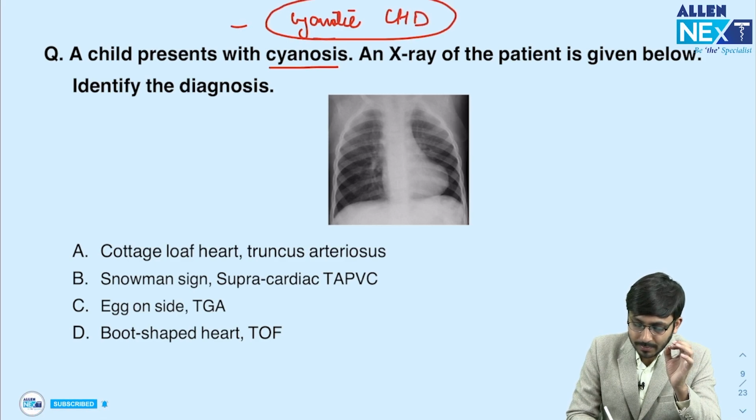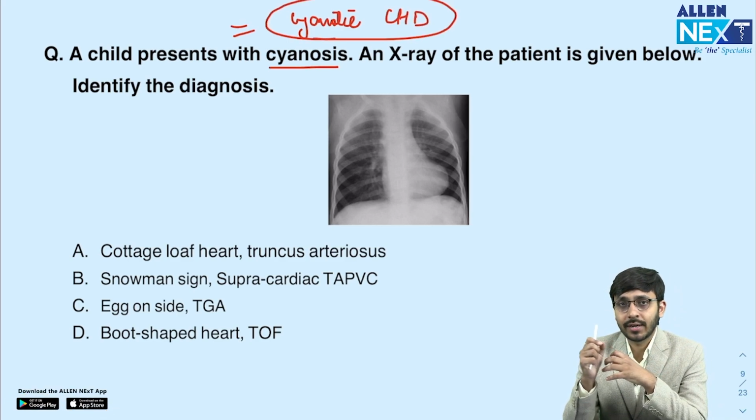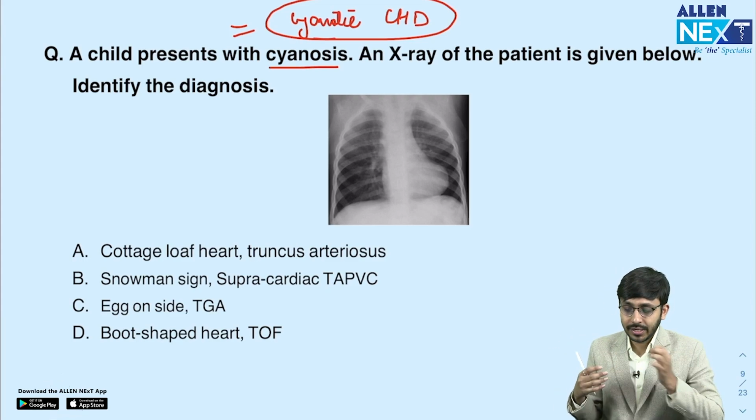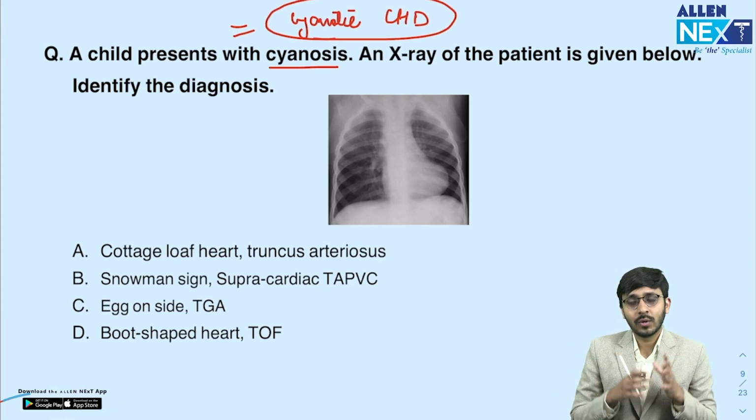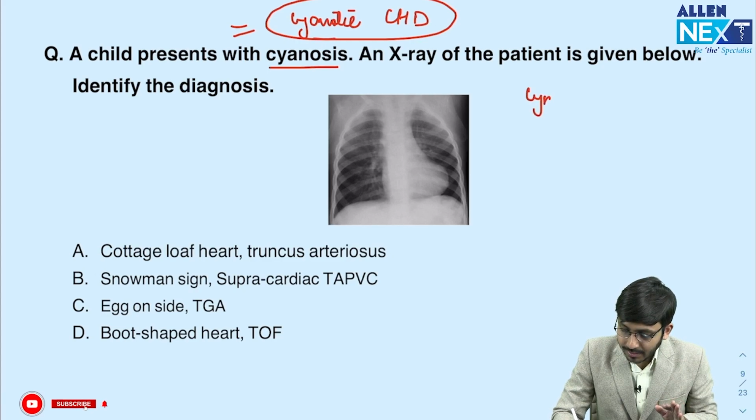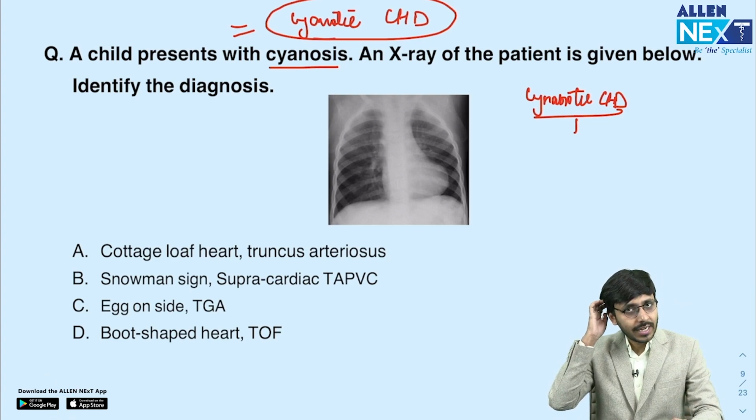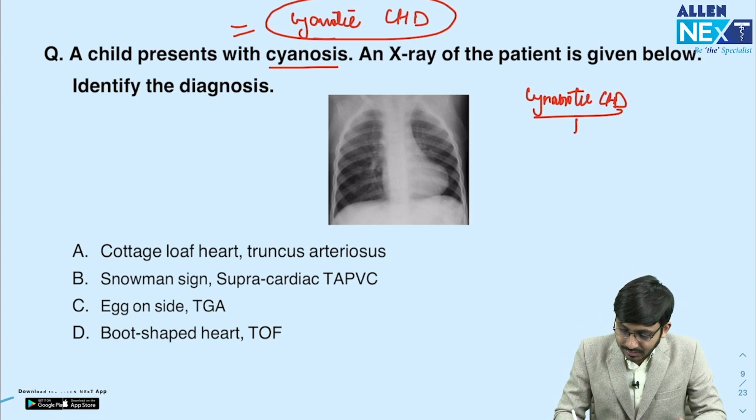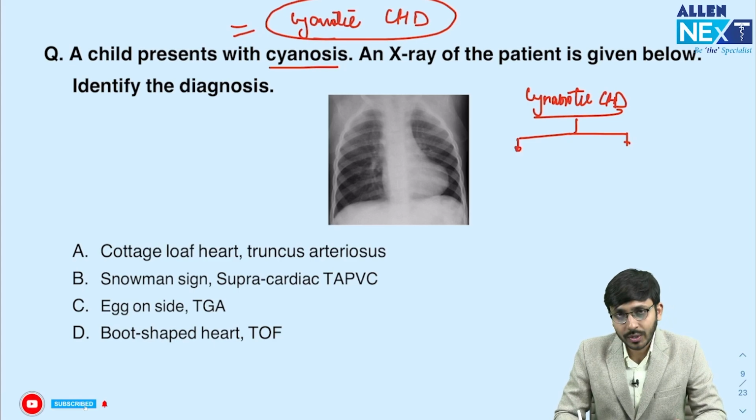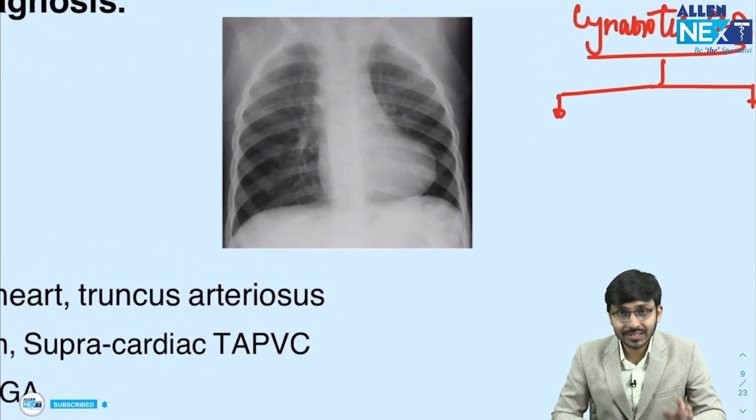Okay, and if you remember my lecture, my talk on cyanotic congenital heart disease in cardiovascular radiology, you'll get to know that I have divided them into cyanotic CHDs. The next step that you have to ask, if you see a question in which cyanosis has been mentioned, is to look at the lung fields.